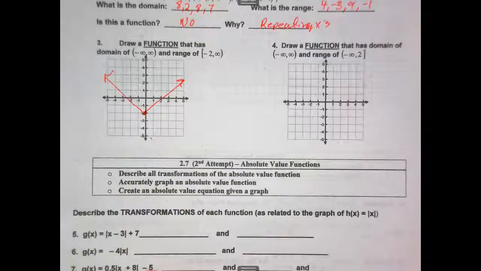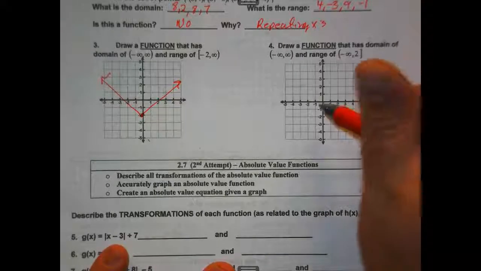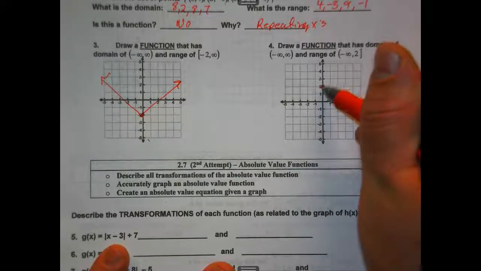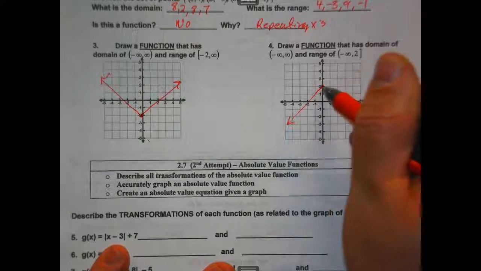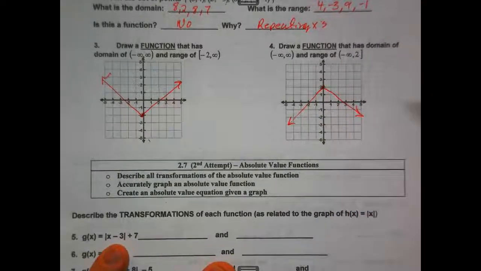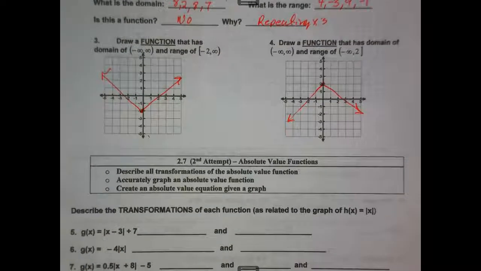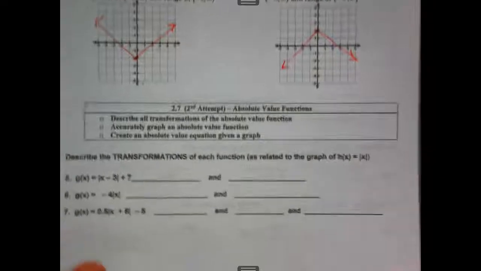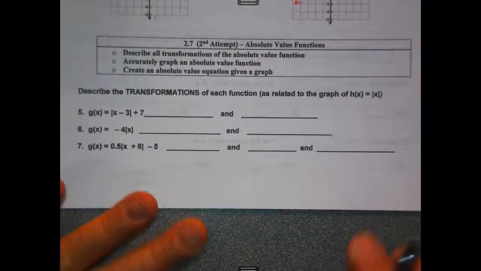Okay. What about a domain of negative infinity to positive infinity, and a range of negative infinity to positive 2? Well, just make it go down. Can't get much easier than that.